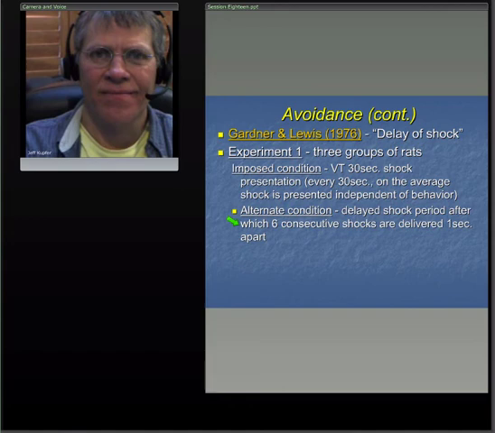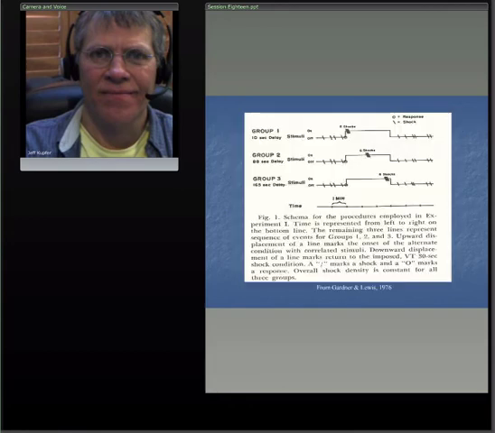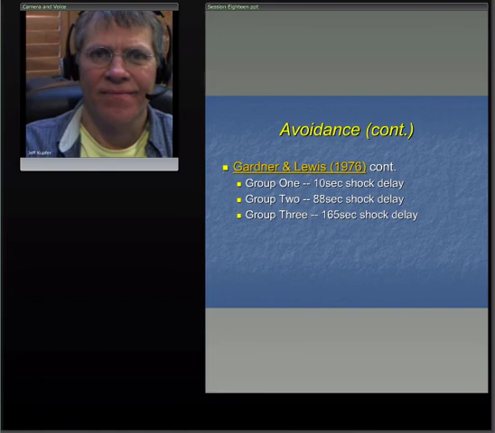Okay. By the way, we're going to have 3 groups of rats. Group number 1 is going to have a 10-second delay. Group 2 is going to have an 88-second delay. And group 3 is going to have a 165-second delay. So let me show you in this diagram how this works.